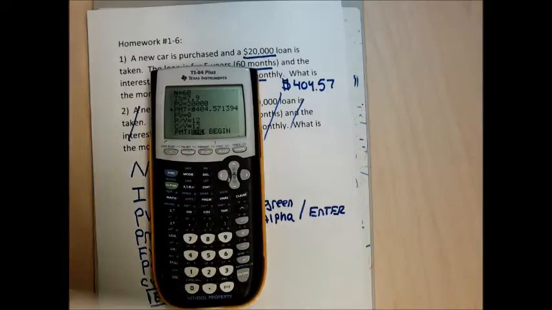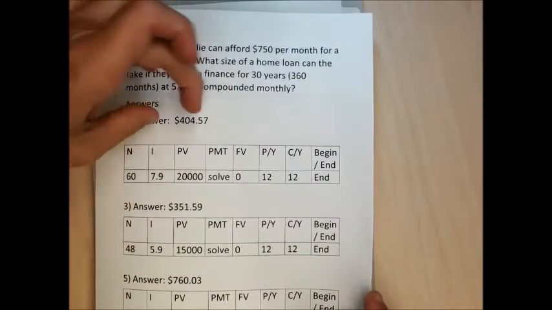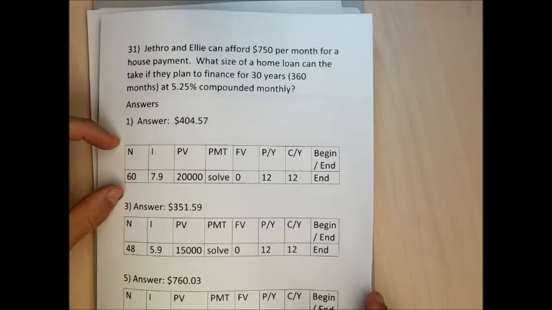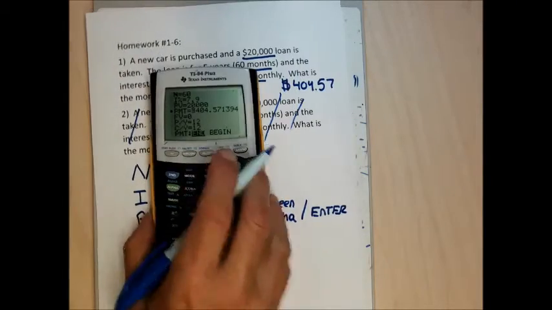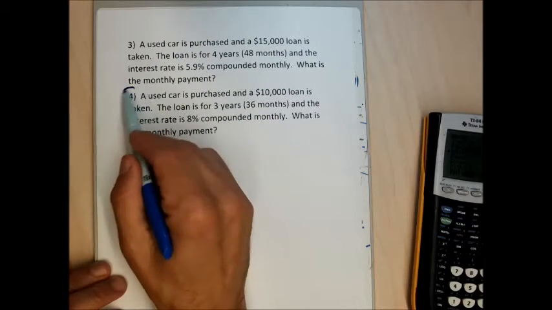When we get to the test, I'm going to want you to give me the numerical payment along with everything you plugged in on your calculator to get that payment, because it's going to help me give you partial credit if you make a mistake. All right, so why don't you try to do number 3 and I'll do number 4.